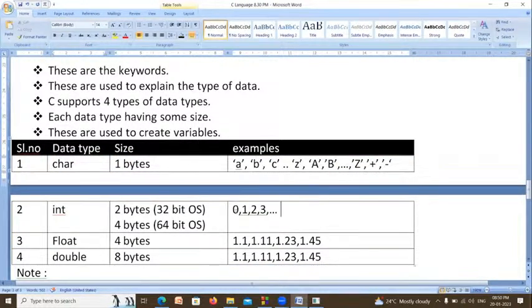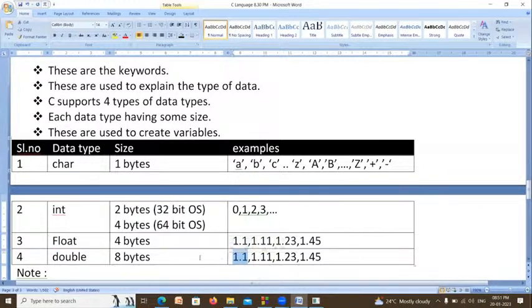Round numbers means 0, 1, 2, 3, 4, 5, 6, 7, 8, 9, 10, 11, 12, 13. The general numbers are called as integers. The floating point numbers are called as 1.1, 1.11, 1.23. Those are called float. It has a decimal point in between the numbers. So 1.1 can sometimes be called as float, and sometimes as double.